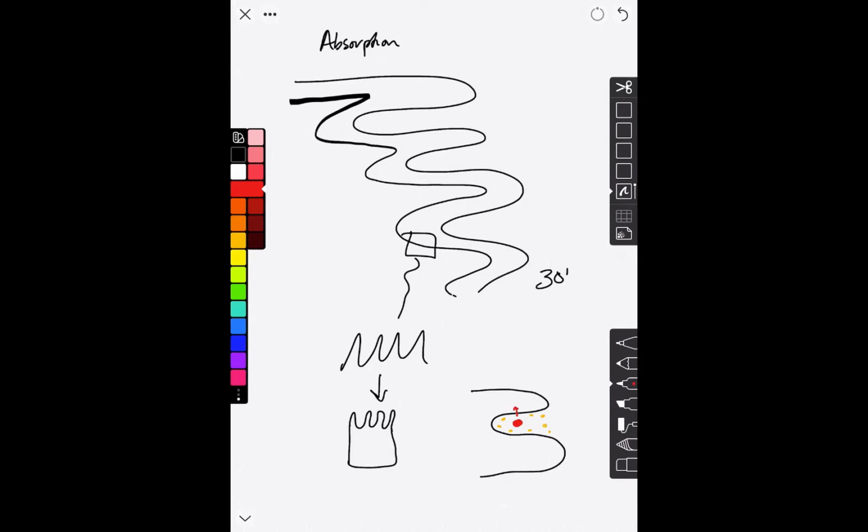And within these villi, once it absorbs through the microvillus, it's going to go into the interior of the villus, where there's a capillary, and that capillary is going to suck that stuff into the blood and then take it out to the rest of the system.